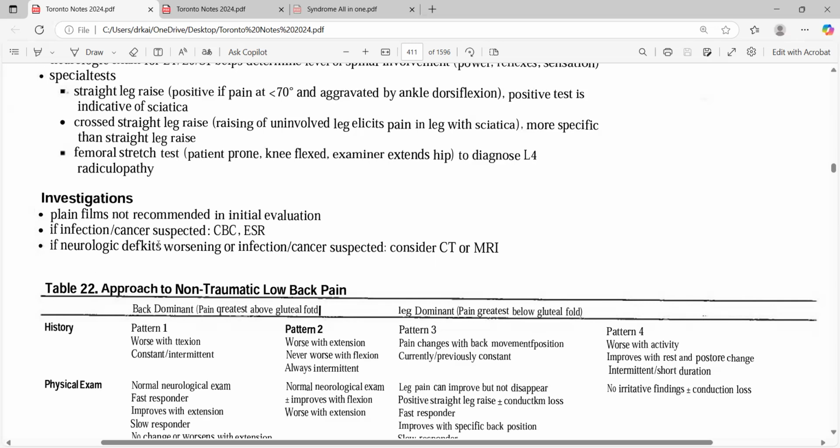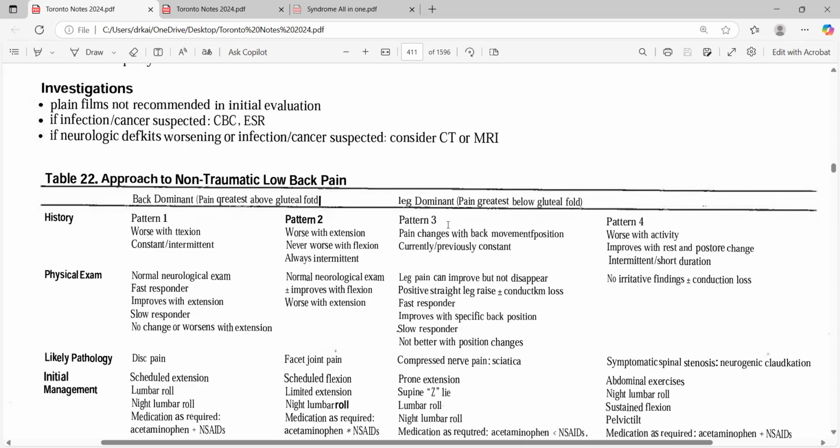Then comes the investigation. We have to check for CBC, ESR, CT, and MRI. Then the back dominant one and the leg dominant one. The back dominant is basically pattern 1 and pattern 2, like looking for whether there is a problem with the flexion or a problem with the extension. If there's a problem with the flexion, in that case, we ask them to do extension. If they have a problem with the extension, then we ask them to do the flexion.